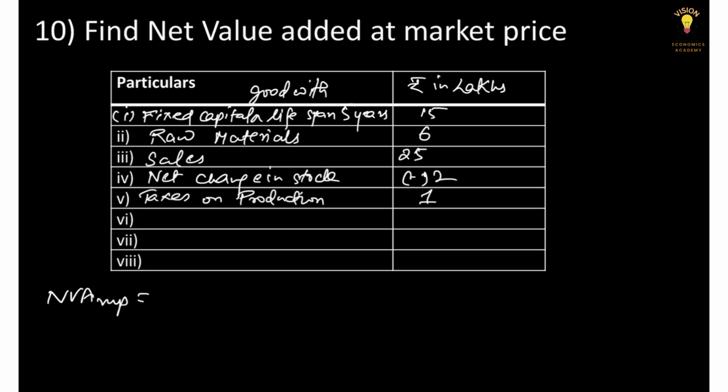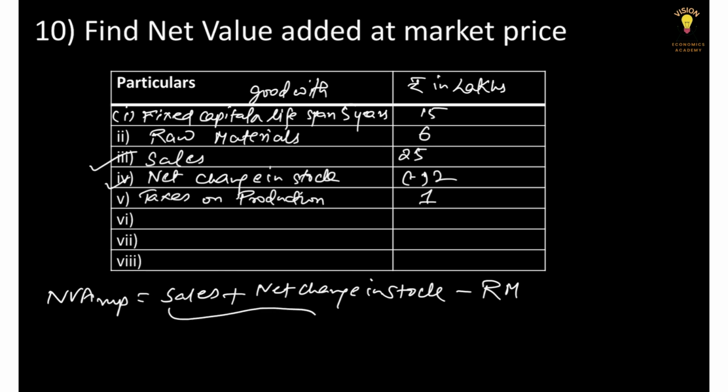Now, firstly we include sales, then we include net change in stock, which will give us value of output. Then minus intermediate cost, that is raw materials, and by this much we will get GVAMP.